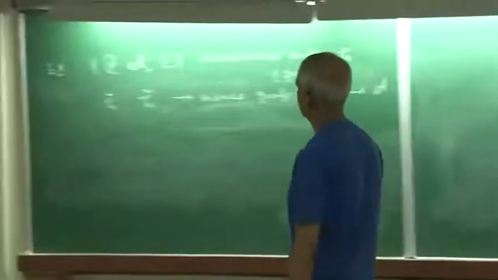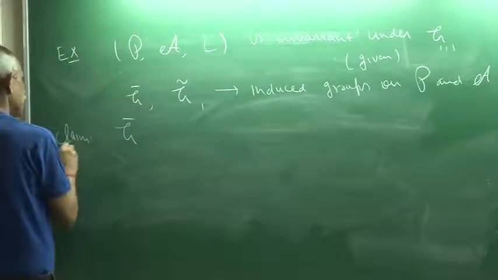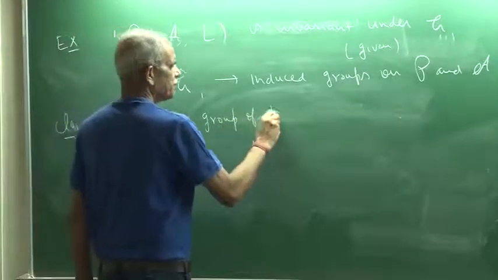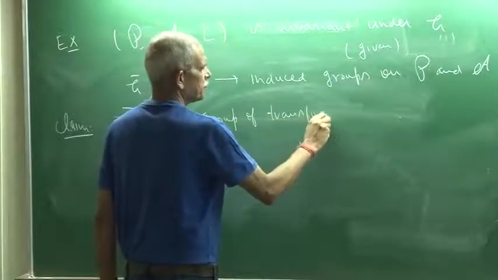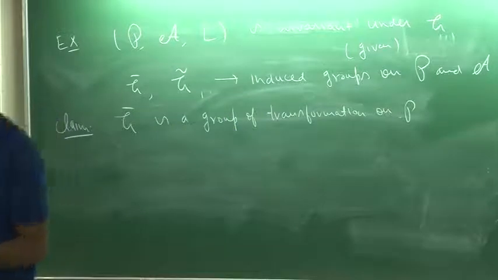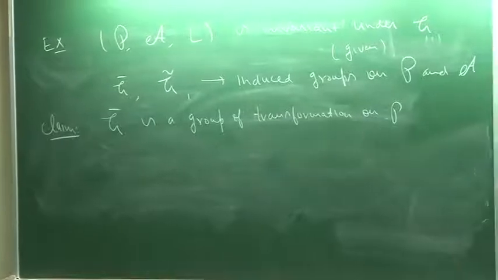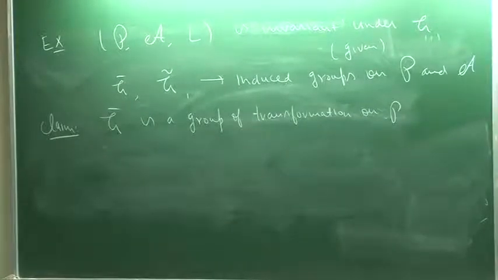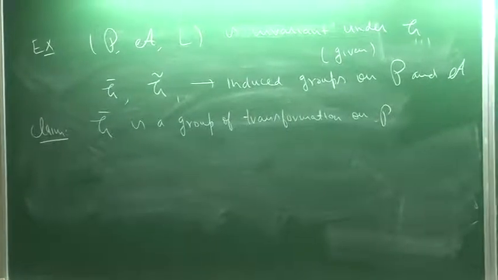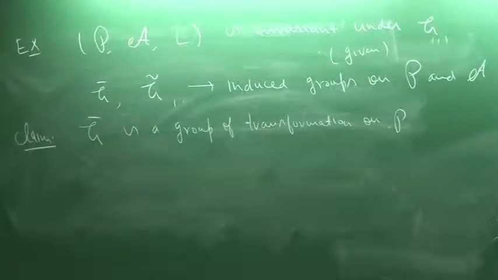So try to show that G bar. So my claim is G bar is a group of transformations on P. So to show that it is a group of transformations, what are the things which you have to show? The first thing which you have to show is there is an identity map in G bar. That means there is a map E in G bar such that E of f is same as f for every f belonging to P.